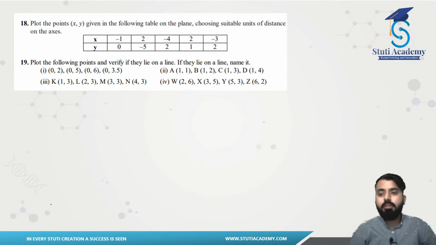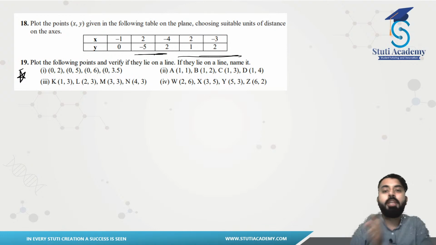Now we have the 19th question. It is very important. Remember, this is very important. Plot the following points and verify if they lie on a line. If they lie on a line, name it. Now you have to verify after plotting these points whether they are lying on a straight line. If they are lying on a straight line, then you have to name that line. If they are not lying on a straight line, then you won't be naming that. So it is quite easy.